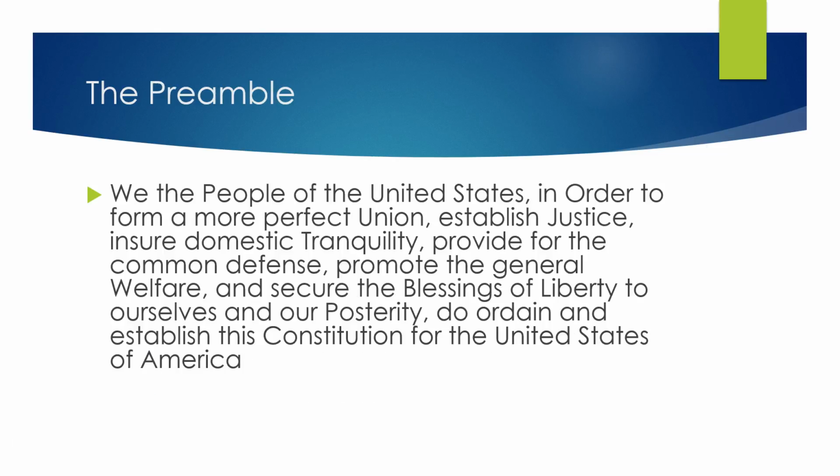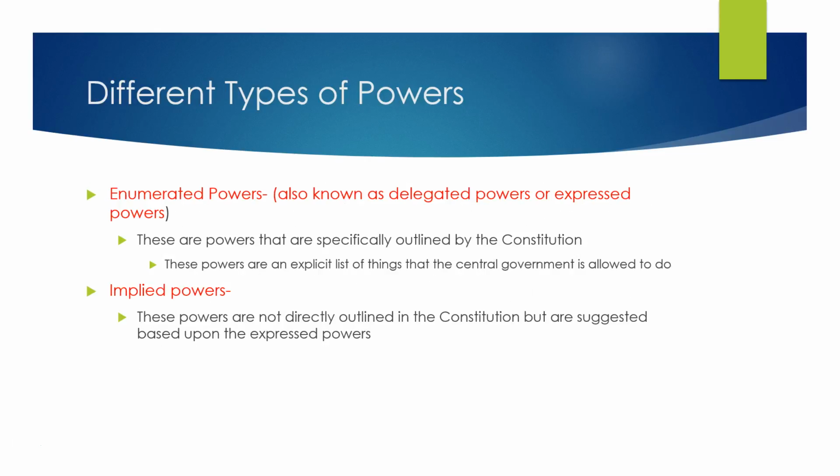So here's the preamble again, as we looked at before, that states, "We, the people of the United States, in order to form a more perfect union, establish justice, ensure domestic tranquility, provide for the common defense, promote the general welfare, and secure the blessings of liberty to ourselves and our posterity, to ordain and establish the Constitution for the United States of America." So what are the different types of powers?